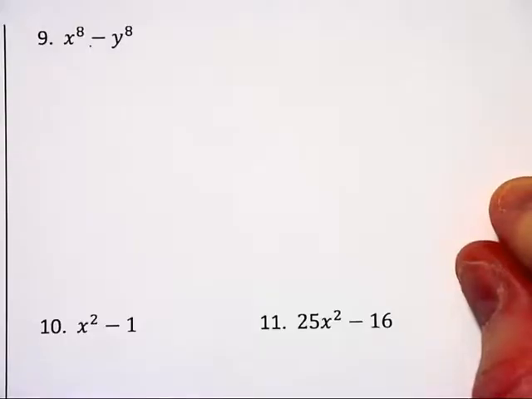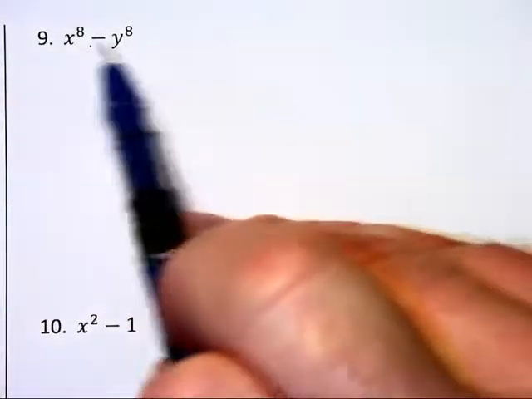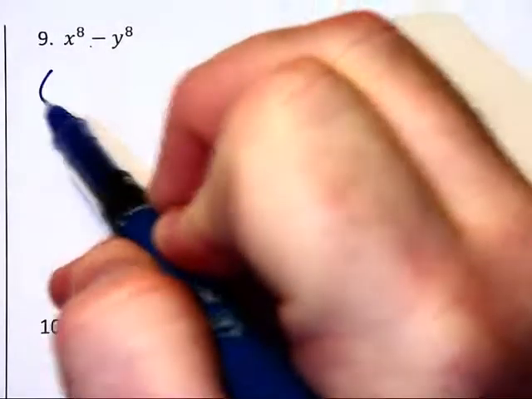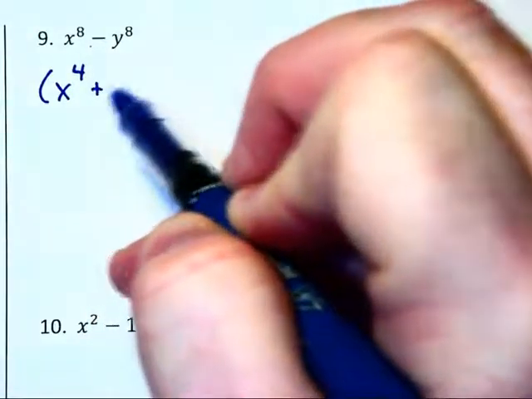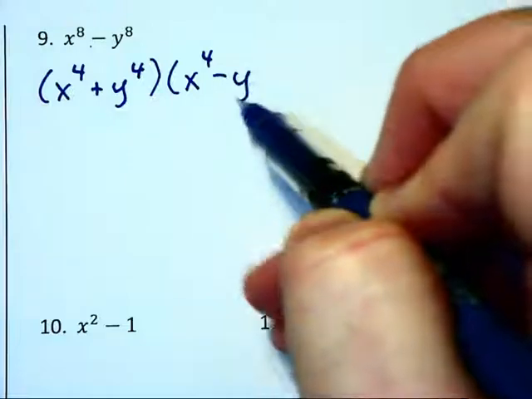When the exponents get much larger, still don't let it scare you. These are both even exponents, and we can factor this into x to the fourth plus y to the fourth times x to the fourth minus y to the fourth.